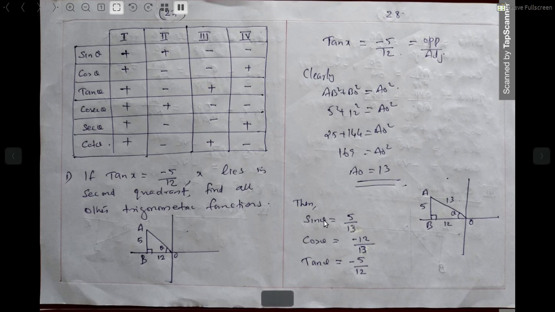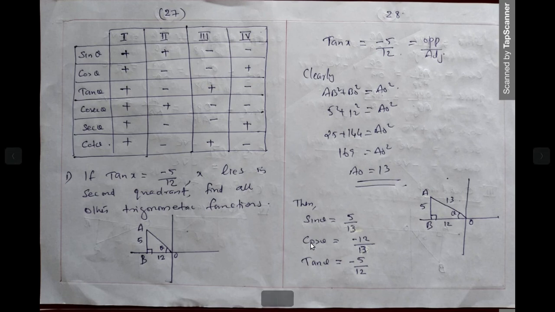Then what about sin theta? We have to find all other trigonometric functions. Only tan theta is given here, so we have to find the values of sin theta, cos theta, cosec theta, sec theta, cot theta. Using this figure, we have to find all other trigonometric functions. What is sin theta? Opposite side by hypotenuse, 5 by 13. Here opposite side means AB or BA, that is pointing upward direction, therefore 5 is positive. Hypotenuse is always positive, therefore sin theta is equal to 5 by 13, also positive.